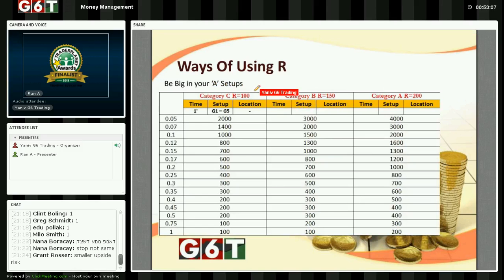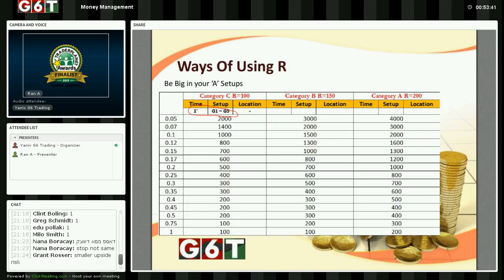The second way is, I would say, a little bit more complicated to understand, but it's also something you need to think about as you become more and more experienced. When you learn your strategy and what works best for you, you then start giving categories to your setups. For example, and this is an example only, category C will be 1 minute G1 to G5.